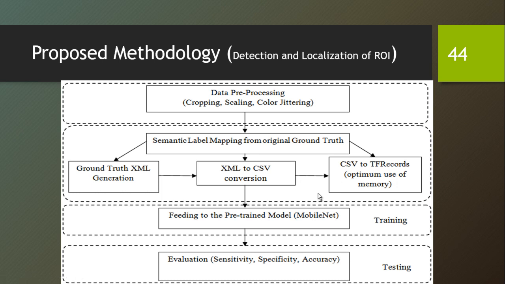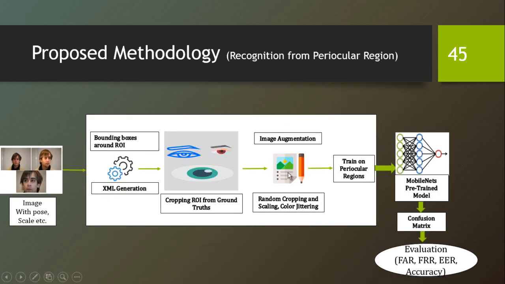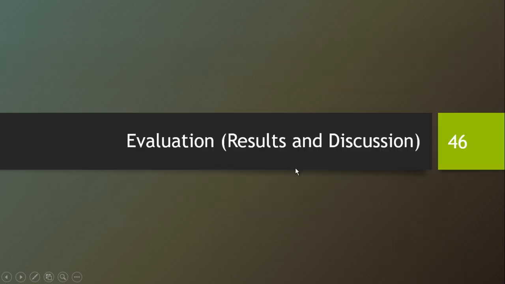The data was split into training and testing, 80% and 20%. Hyperparameters were tuned using hill climbing search, and the region of interest was correctly detected with an IOU score of the bounding box. And it was evaluated upon false acceptance, false rejection, and accuracy. This was the proposed methodology which I adopted.